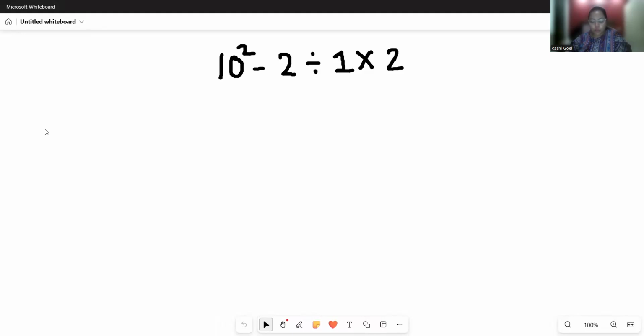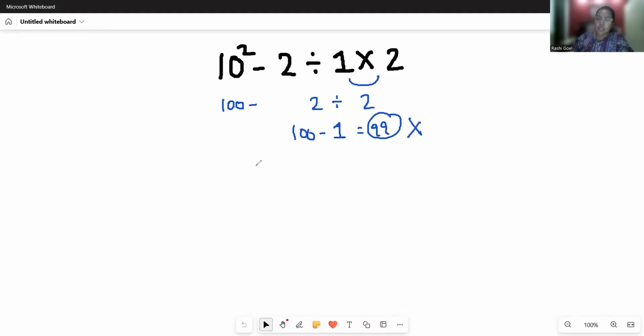So in this video, we are going to solve 10 square minus 2 divided by 1 times 2. What people do: 10 square as 100 minus 2 divided by 1 is 2, or they do 1 multiply first. They do 1 multiply 2 is 2, and then 2 divided by 2 as 1, and 100 minus 1 as 99. What do you think? Is it correct or incorrect? Yes, it's incorrect.